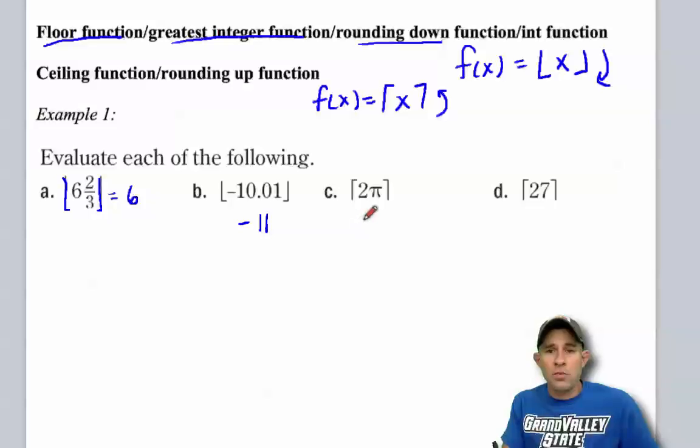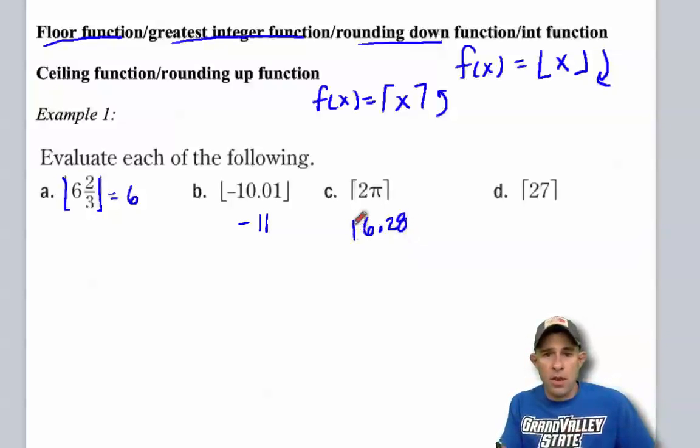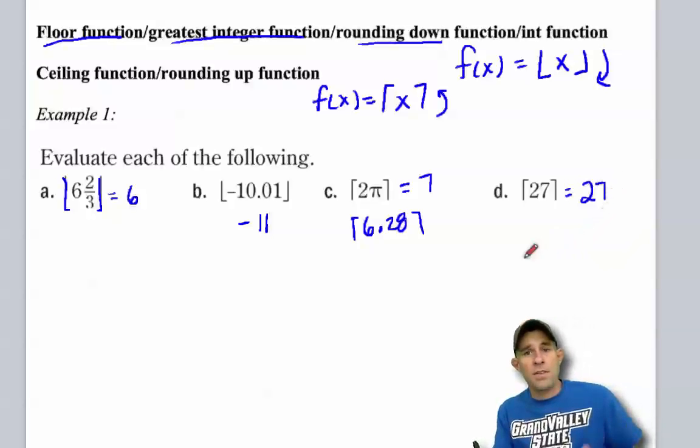Now, 2 pi is really 6.28. It's going to help us to have that value in there. If we take 6.28, again, this is a number that's just over 6. I'm now rounding up. I'm looking for that next greatest integer, and that's 7. Rounding up 27, well, it's already an integer, so it just stays right there at 27.